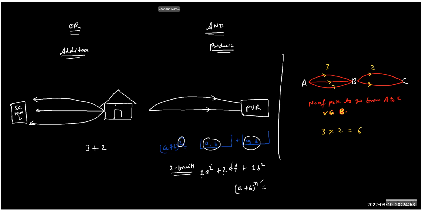Not n plus 1. How many objects are we supposed to pick? I'm not talking about the number of terms. We have to pick n objects. The power represents the number of objects you are going to pick. Like A plus B whole square, you're supposed to pick 2 fruits, right? So A plus B power n means you are supposed to pick n fruits from n baskets.